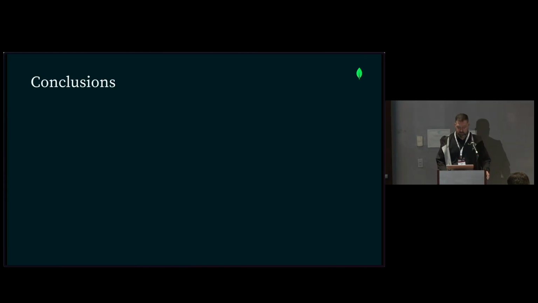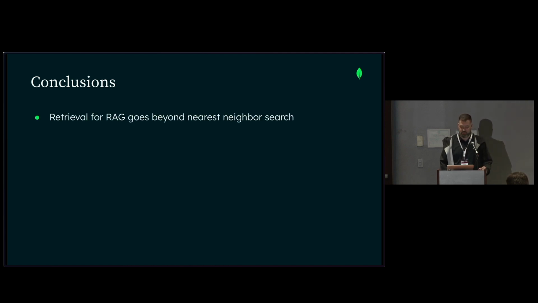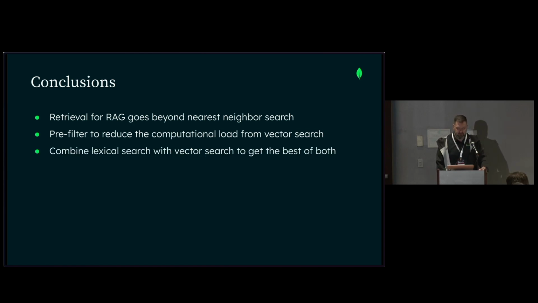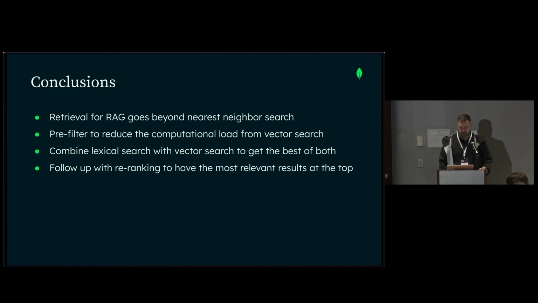So let's look over, this is the end of it. What did we learn? There's more to RAG than just nearest neighbor search. You should pre-filter using metadata to help reduce the computational load and decrease latency. Full text search has a place. When it comes to RAG, using hybrid search, use that re-ranking step as the final step to ensure that you have the most relevant results at the top of that context window. It's very important to get good results.